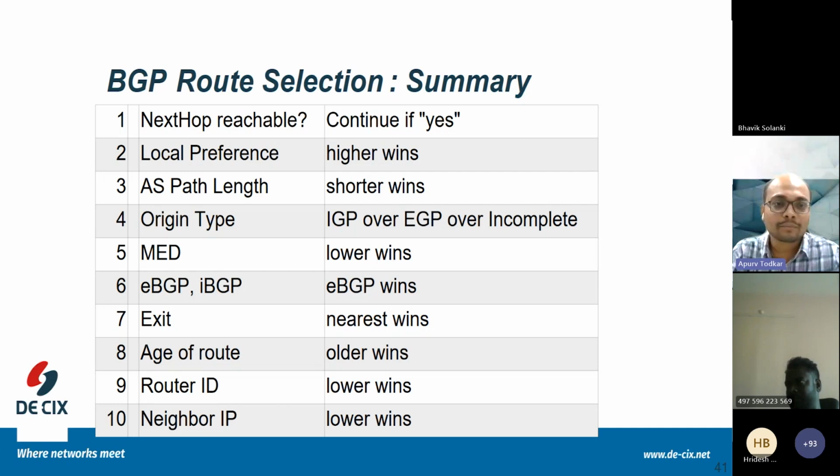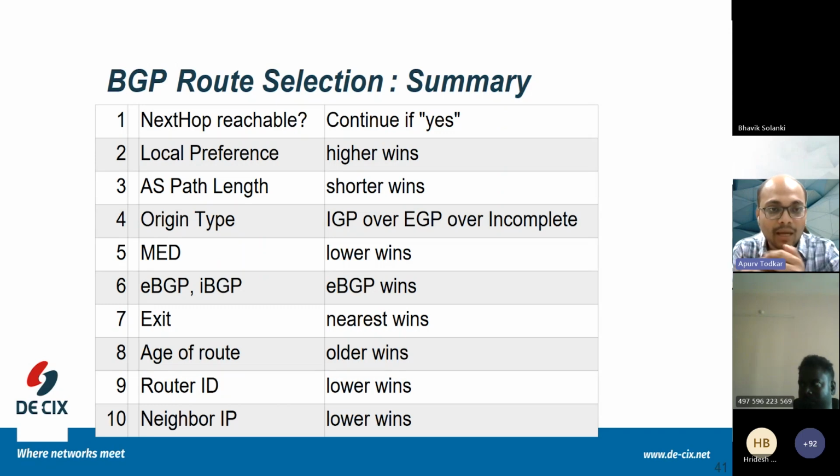Then you have the AS path length. This is the third step in the BGP path selection. BGP looks at the autonomous system numbers in the path and chooses the one with the shortest path. This helps BGP select the most direct route. Then we have the origin type. This is a historical rule. It checks how the prefix got into BGP, and it prefers IGP over EGP, and over incomplete.